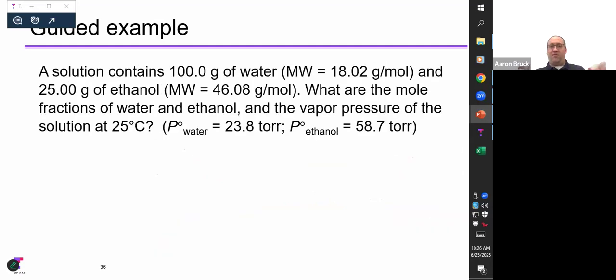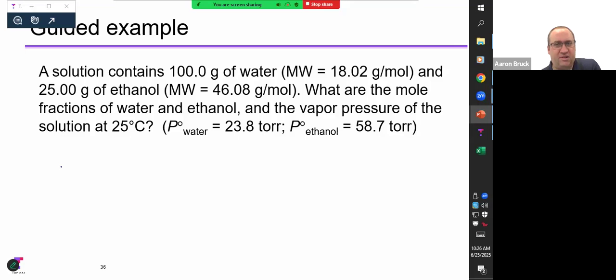Let's take a look at an example where we've got 2 solutes, 2 things that are volatile. So we've got a solution that has 100 grams of water and 25 grams of ethanol. And we want to know what are the mole fractions of each of them, and then what is the vapor pressure of the solution. Vapor pressure for water is 23.8. Vapor pressure for ethanol is 58.7.